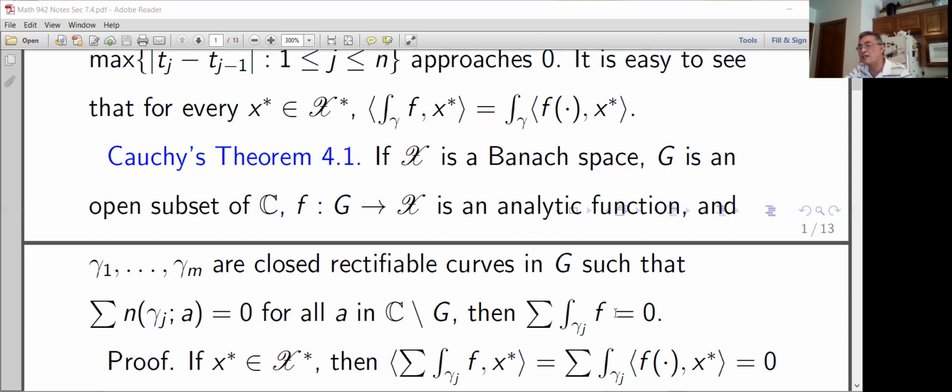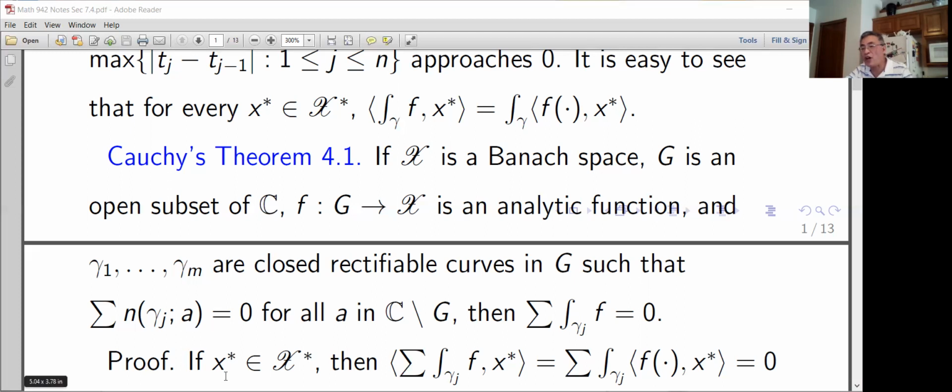This statement is exactly the same as the corresponding theorem in complex analysis, for example, in our textbook Complex Analysis by Ahlfors. There we also use the winding number, etc. So here we give a proof. We do not repeat the proof for the scalar case. Instead, we use the result of the scalar case.